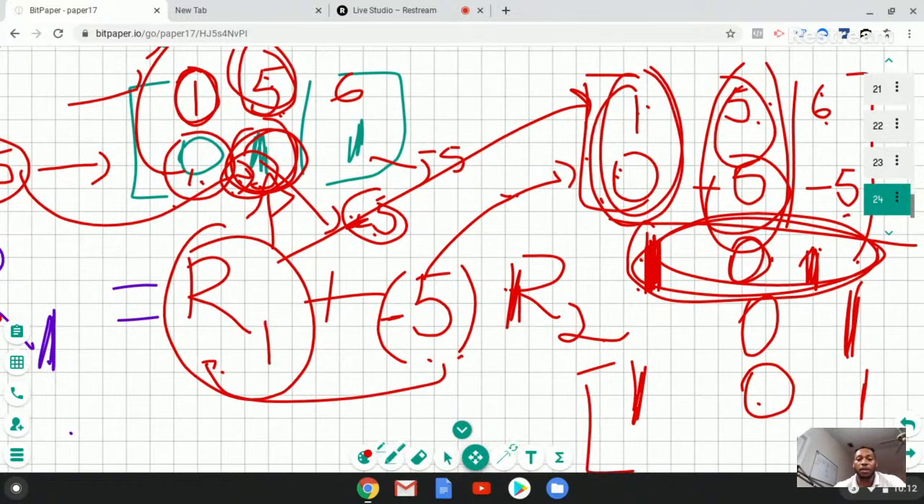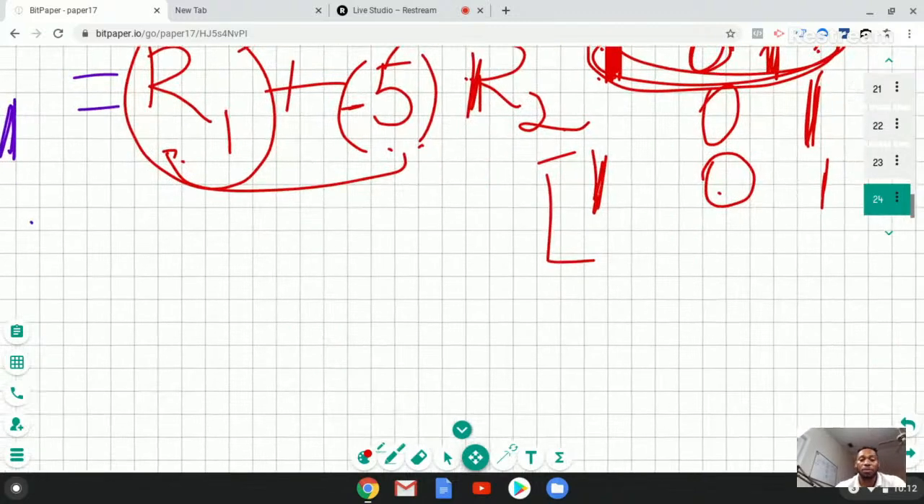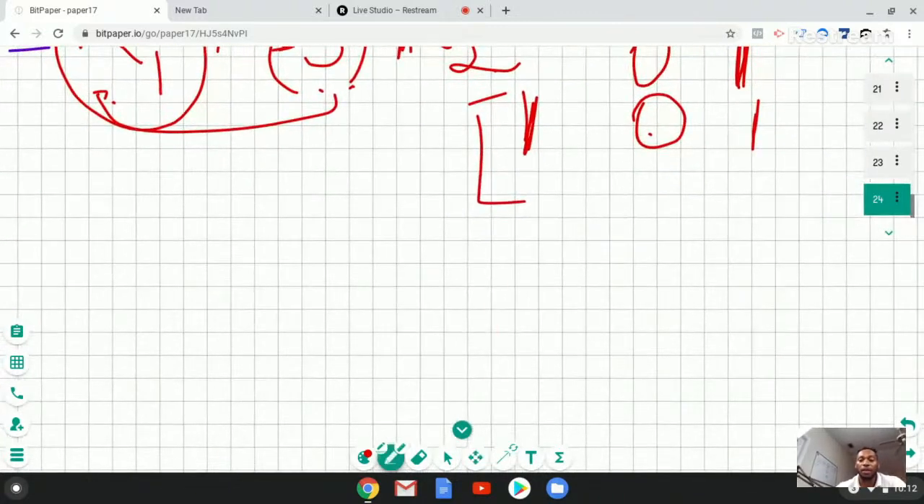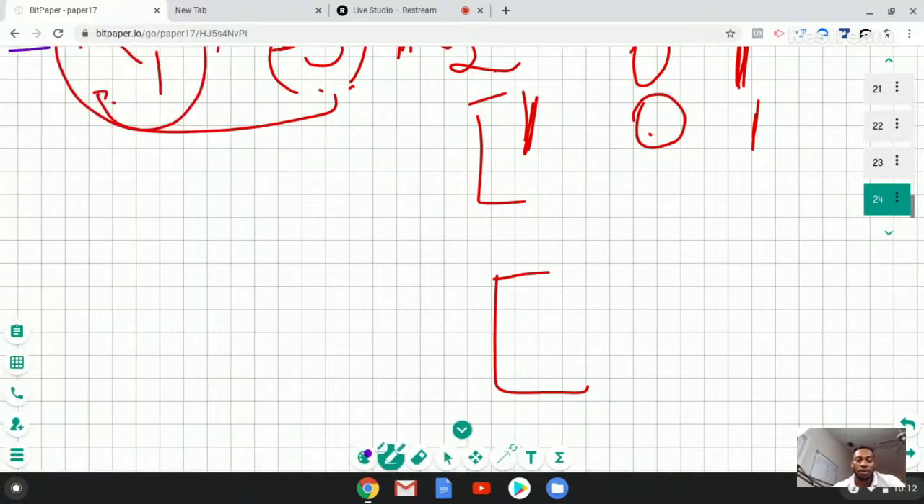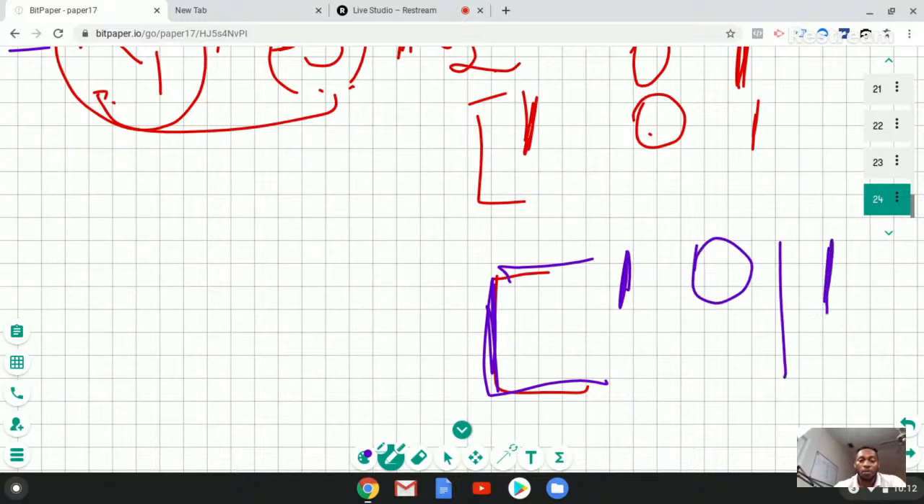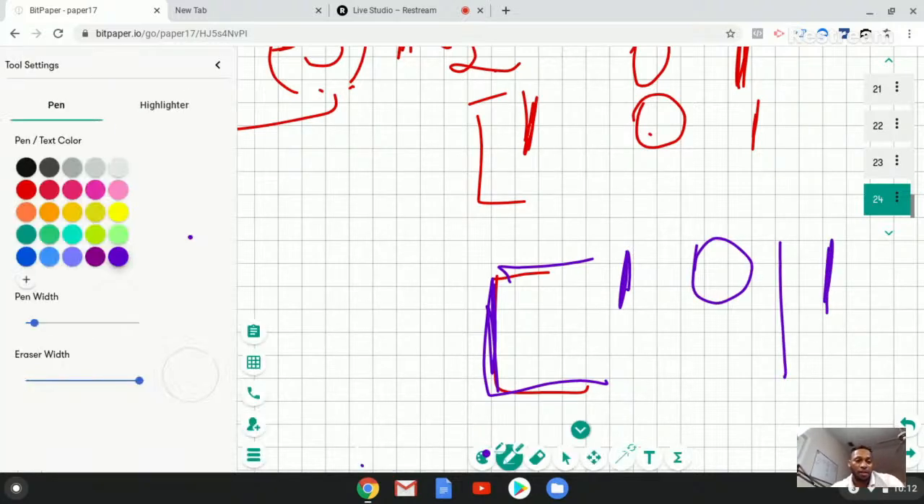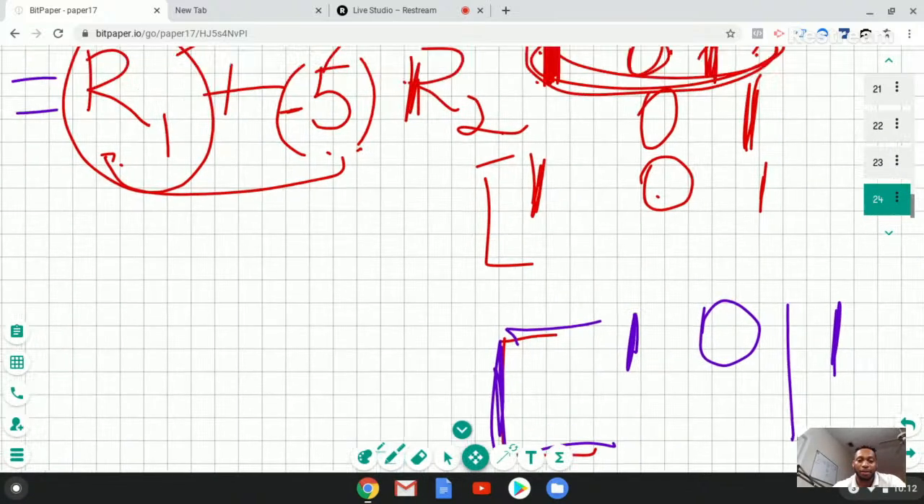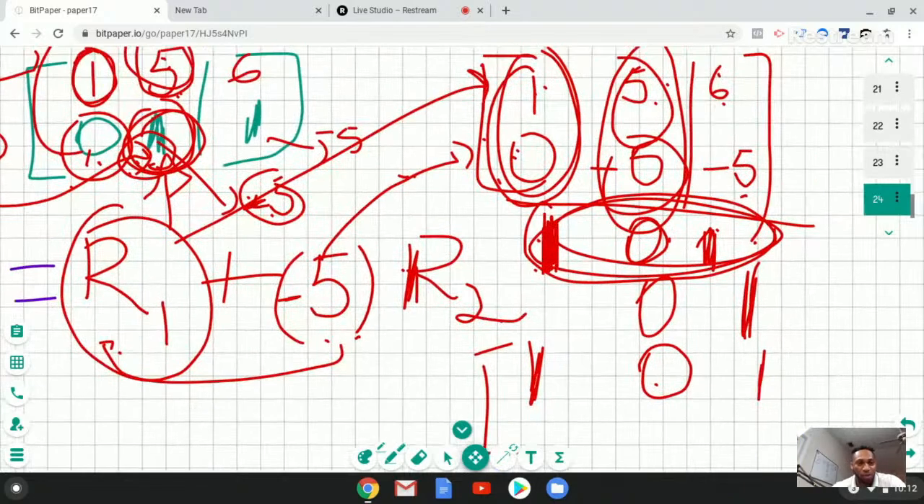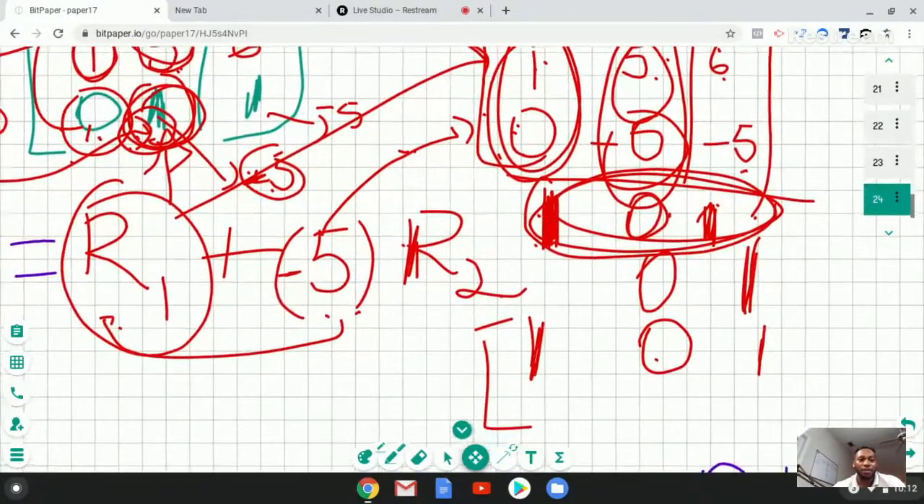So what do we end up with? Row 1 is going to be replaced by what? I wrote this in purple. I don't know if that looks like purple to you. 1, 0, a bar, and then a 1. What was row 2 in green? And I'll show you the whole point of doing all this. What was row 2 in green? 0, 1, 1.